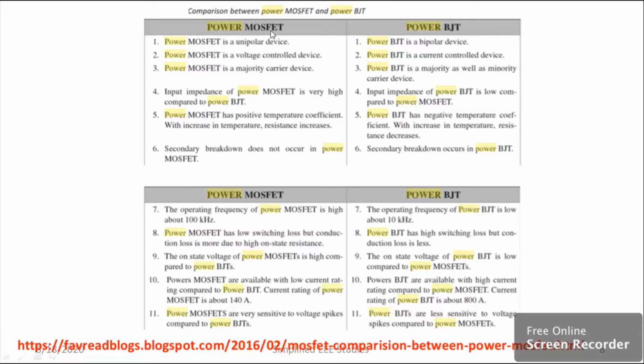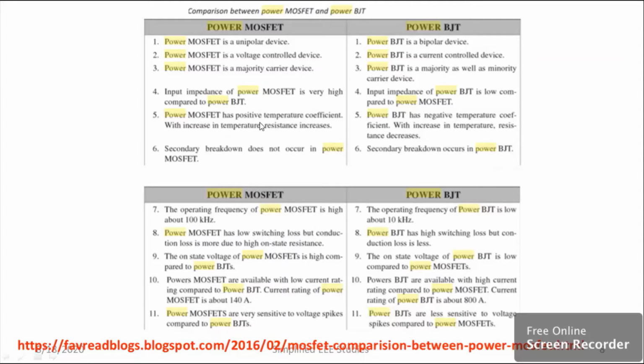When I talk about power MOSFET, the power MOSFET is a unipolar device where power BJT is a bipolar device. Power MOSFET is a voltage controlled device. This is one of the most important points. Where power BJT is a current controlled device. Power MOSFET is a majority carrier device where power BJT is a minority carrier device. The input impedance of power MOSFET is very high, where the input impedance of power BJT is low.